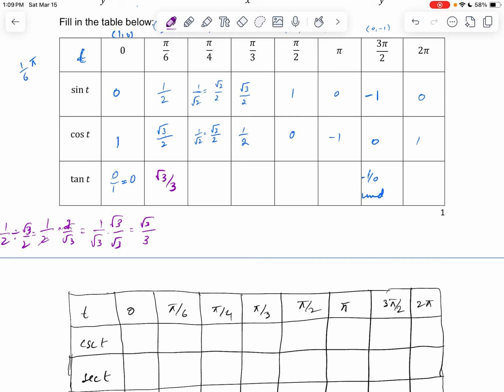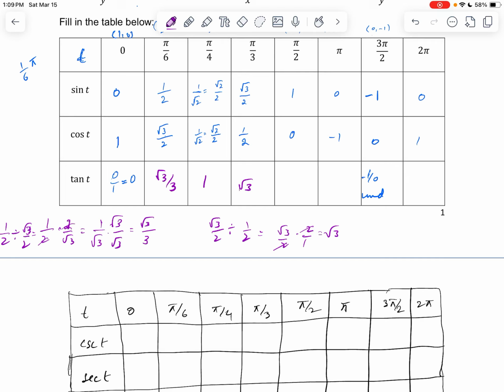Now for pi over 4, the x and y had the same value, so the tangent of pi over 4 is 1. Tangent of pi over 3 will be basically the reciprocal of tangent of pi over 6, but you can also see it here. So y over x, so y is square root of 3 over 2, and we are going to divide it by 1/2. So we get square root of 3 over 2 times 2 over 1. 2 and 2 get cancelled and we get square root of 3. We do not need to rationalize this because the square root is in the numerator already.